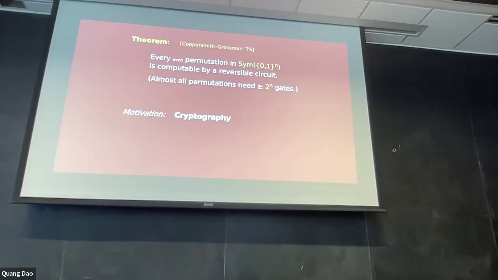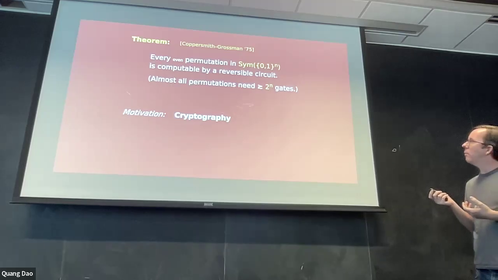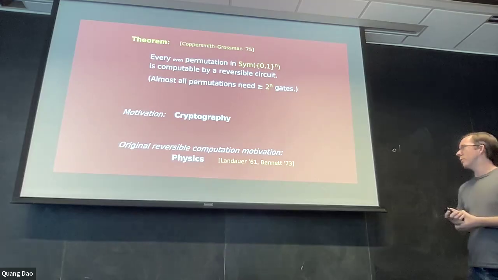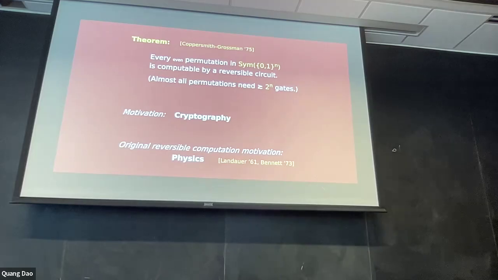That's why we're also all here. Also, just like in the usual Boolean circuits, most permutations need exponentially many gates. Actually, this was studied even earlier by people like Landauer and Bennett, whose motivation was physics, and physics will make a small return towards the end of this talk as well.